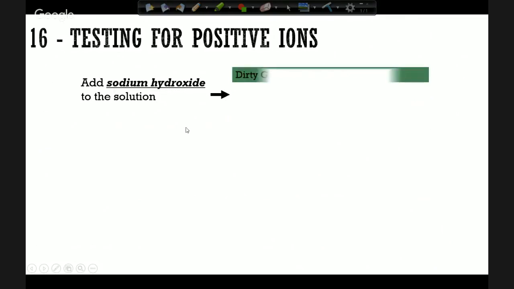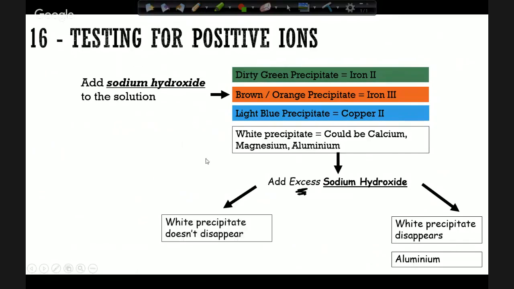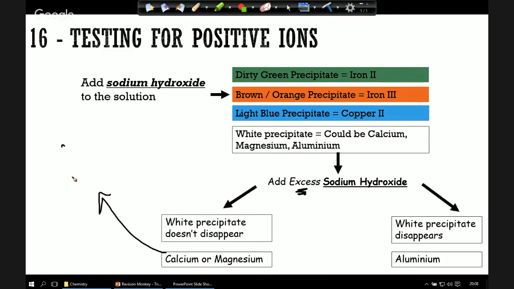Now, if you add excess sodium hydroxide, that means add loads more into the solution. If the white precipitate then disappears, you have yourself aluminium. So if you add more and it will dissolve, that is aluminium. On the other hand, if you add excess and it doesn't disappear, you've got two options. It could be calcium or magnesium. And at this point, you would do a flame test and work out that if the flame test went red, it would be calcium. If there's no real colour change, then it would be magnesium.